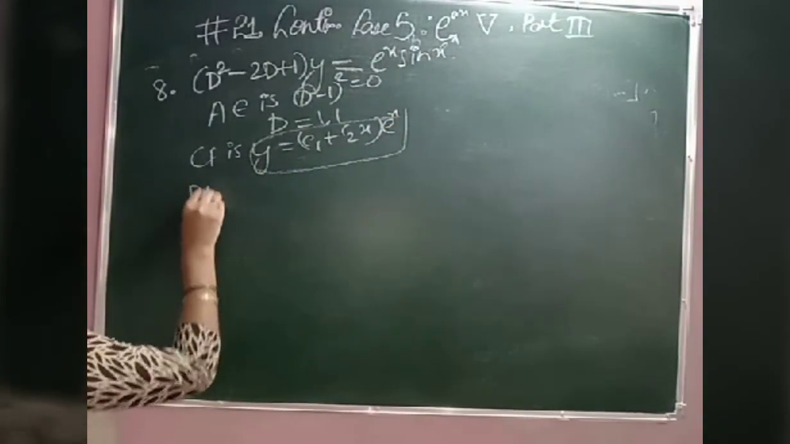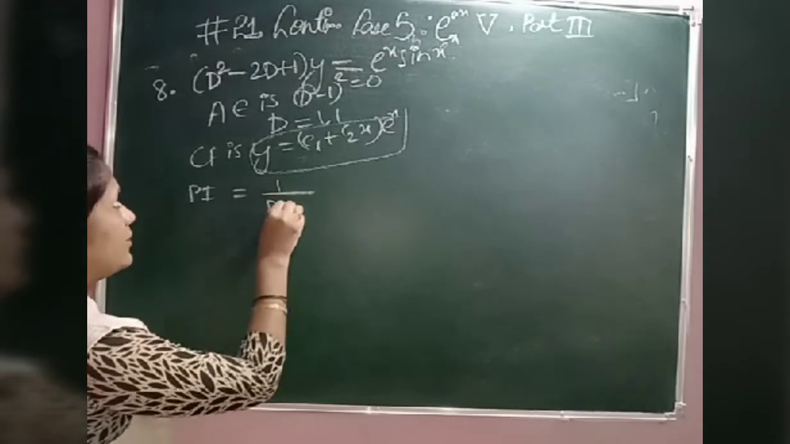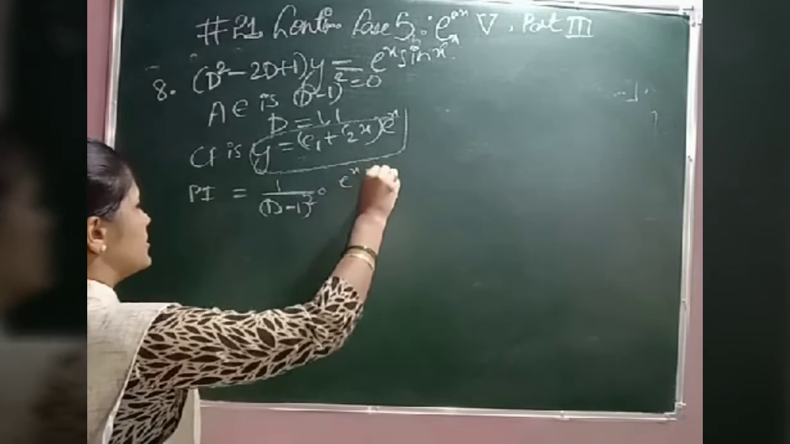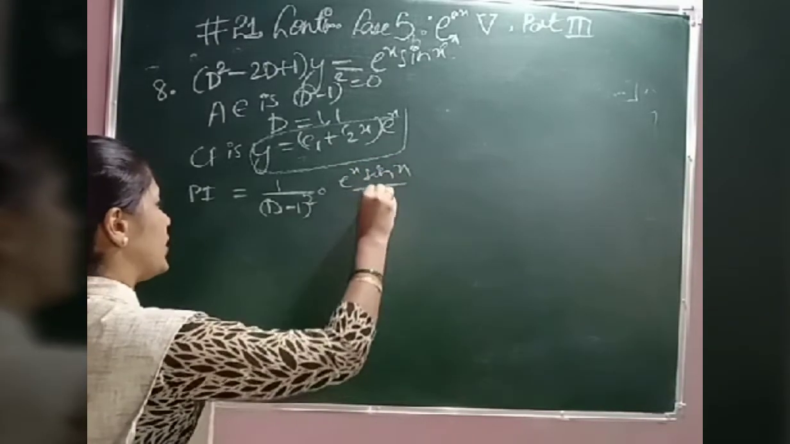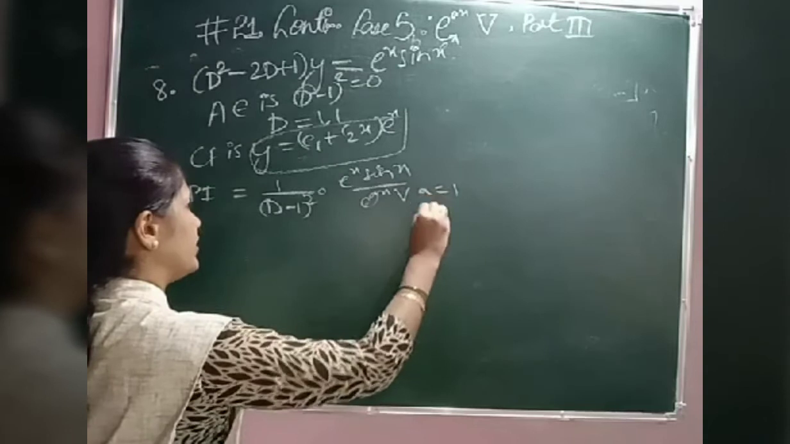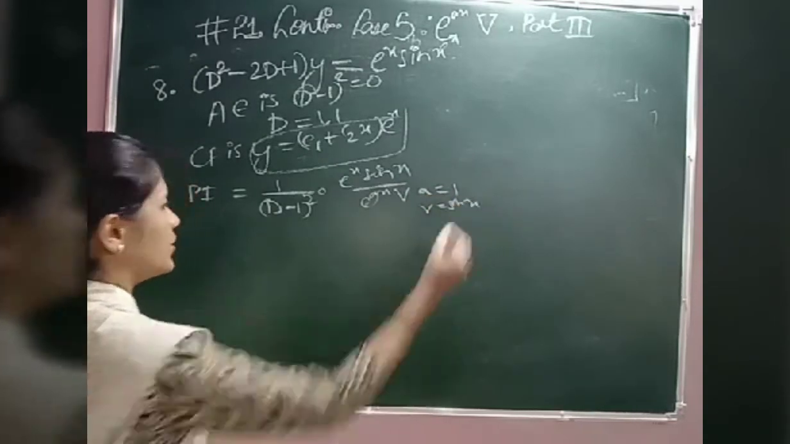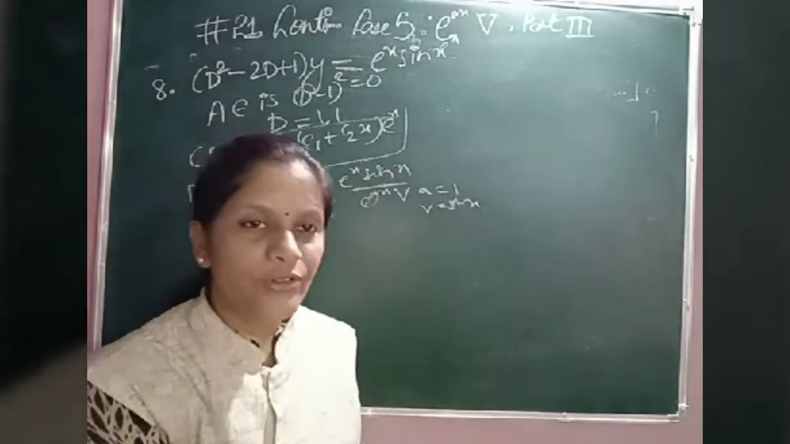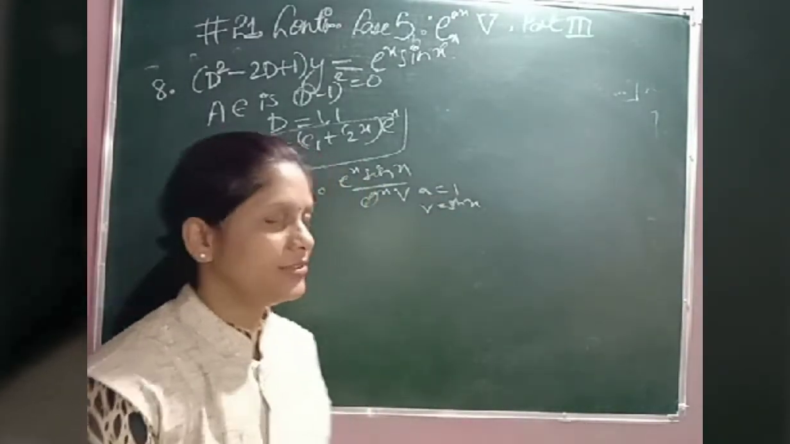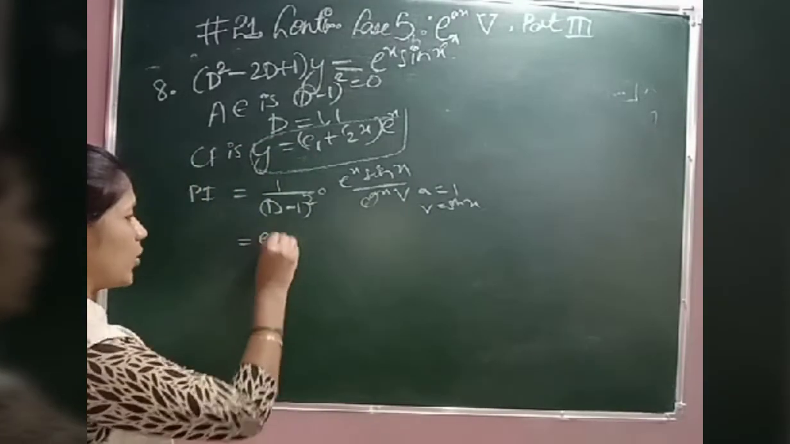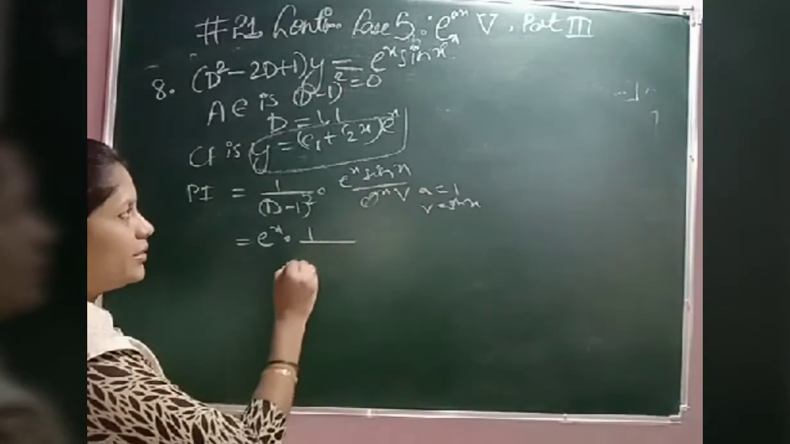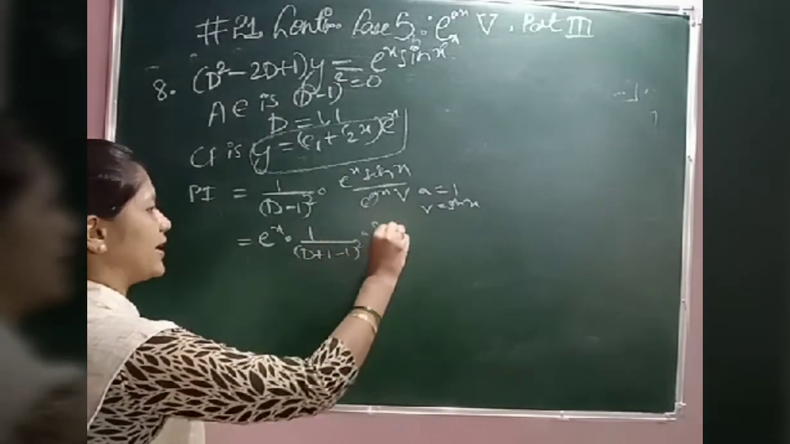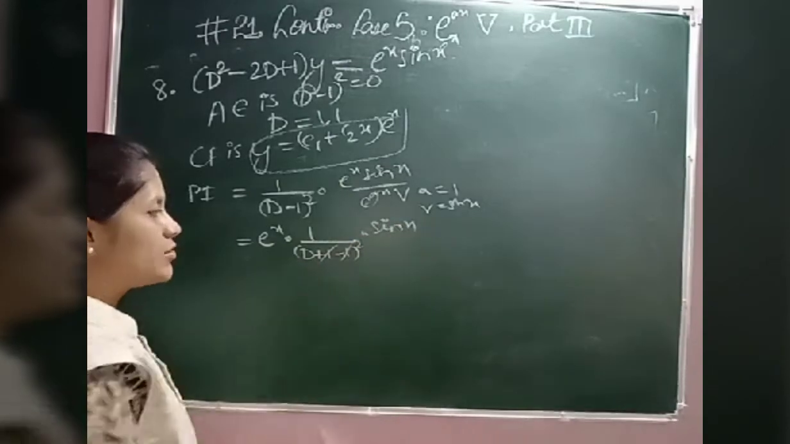Now PI. PI can be written as 1 by (D minus 1) whole square of e raised to x sin x. So again e raised to x into v form, a equal to 1, v equal to sin x. This is only for our reference. No need to write this in exam. Even if you write, okay. Even if you don't write, it's okay. So this can be written as e raised to x, wherever D is, D plus 1. So 1 by (D plus 1 minus 1) whole square of sin x.